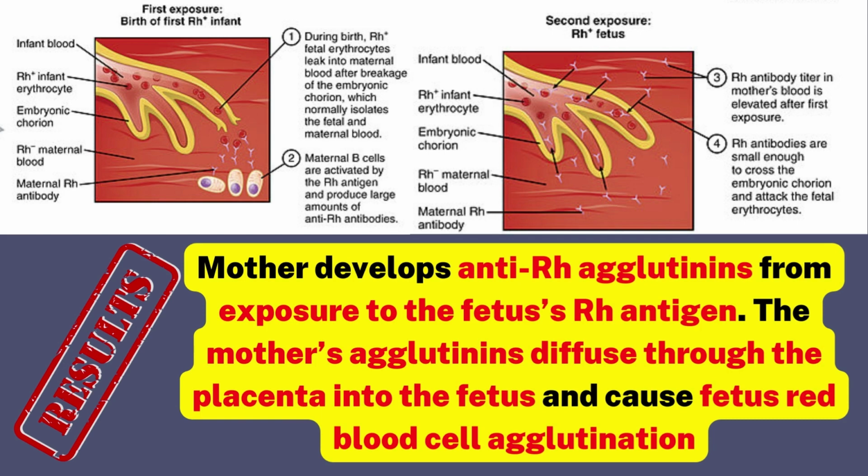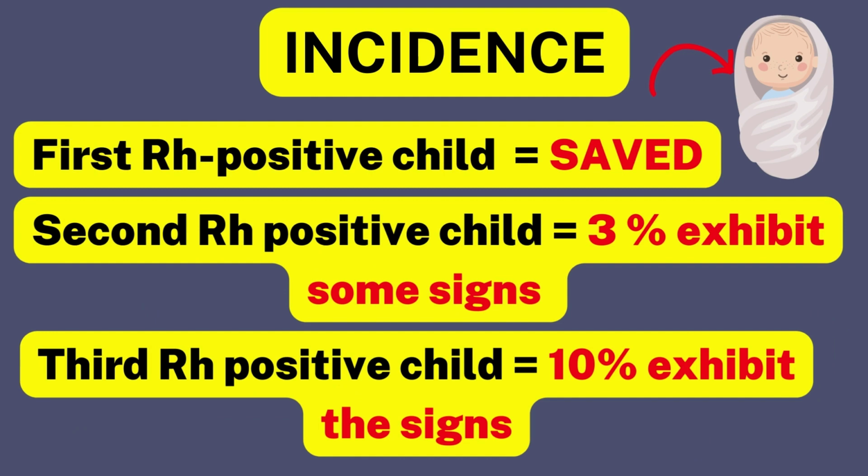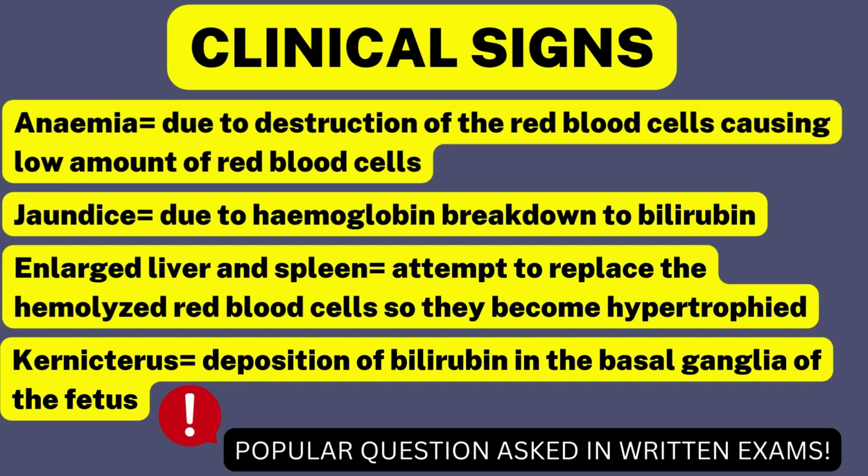Easy, right? When we talk about the incidence, an Rh-negative mother having her first Rh-positive child usually does not develop sufficient anti-Rh agglutinins to cause any harm. So, the first child is saved. However, about 3% of second Rh-positive babies exhibit some signs of erythroblastosis fetalis and about 10% of third babies exhibit the disease, and the incidence rises progressively with subsequent pregnancies. Let us now see the clinical features.